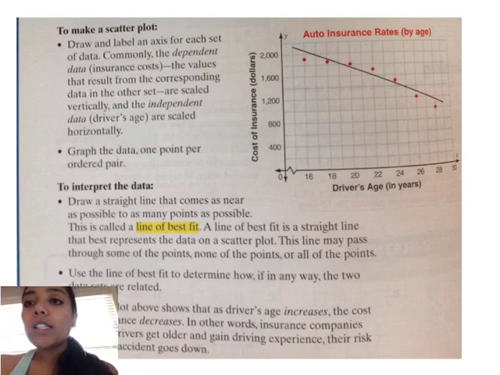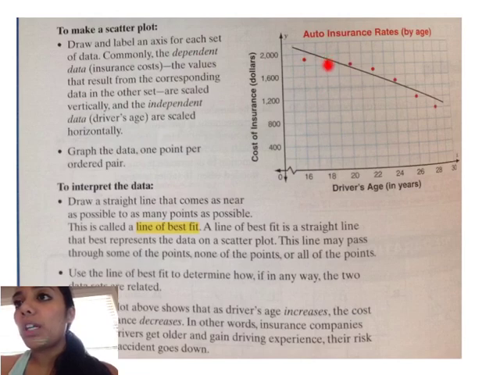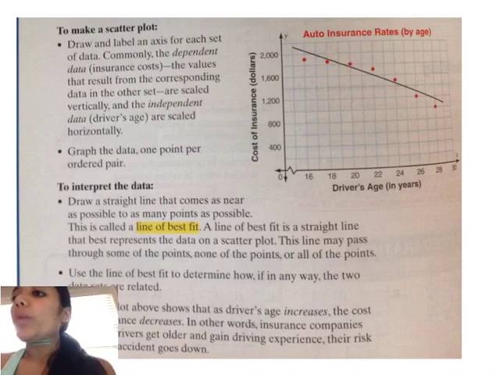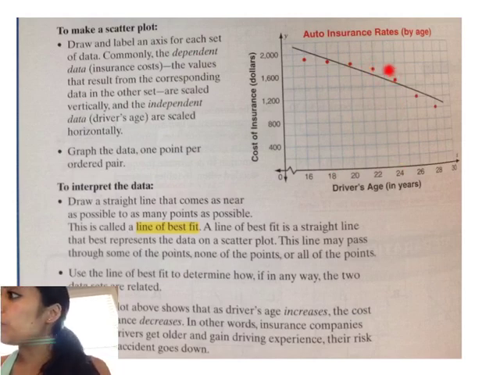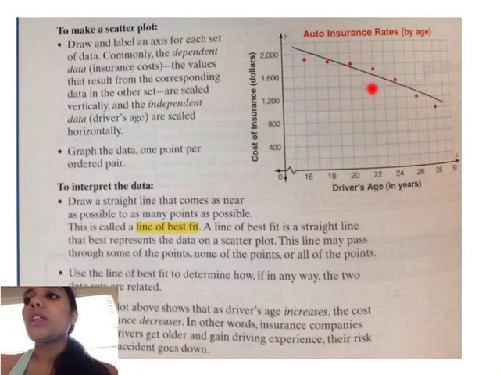Okay. Graph the data, one point per ordered pair. So when you're 16 years old, you pay roughly $1,900. When you're 18, you pay roughly between $1,800 and $2,000. And if you go back to the slide before, it's actually $1,850. When you're 20, you pay $1,800. When you're 22, you pay $1,700. When you're 24, you pay $1,500, and so on and so on. So these points are just graphed on this line.